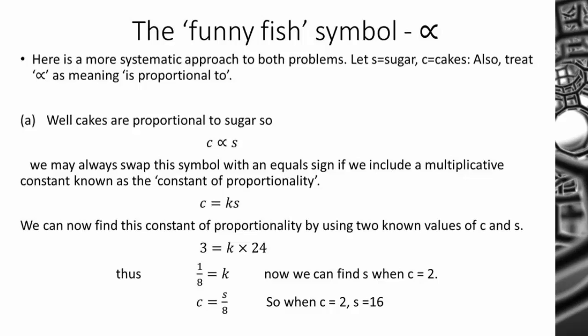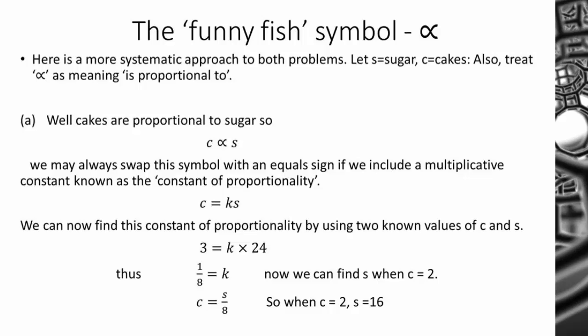Now, I'm going to show you a systematic approach for solving the two problems we just did. Let's let S stand for the ounces of sugar and C stand for the number of cakes, and treat that funny fish symbol as standing for 'is proportional to', because that's what it means. So we immediately recognise that cakes and sugar are directly proportional. That allows me to write C funny fish sign S, or C is proportional to S.